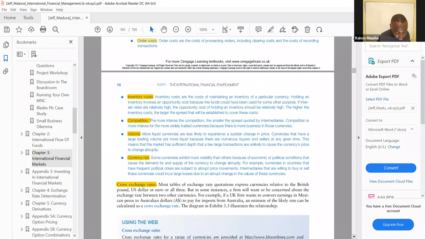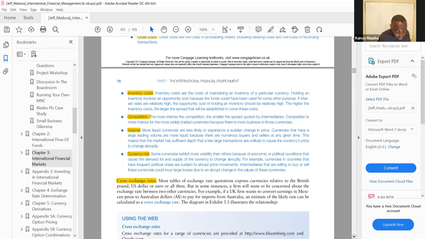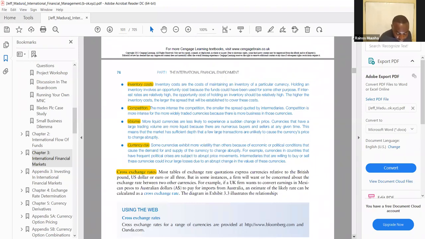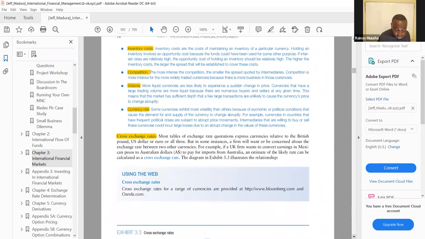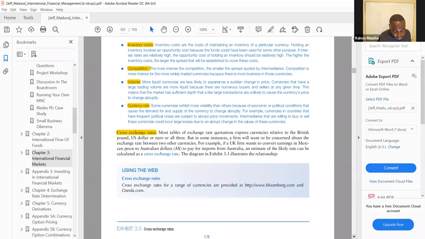Then there's also competition, where they say the more intense the competition, the smaller the spread quoted by the intermediaries. The next one is the issue of volume. The more liquid currencies are, the less likely they are to experience a sudden change in price. So the more liquid the currencies are, the smaller the bid-ask spread. Then the next one is currency risk. Some currencies exhibit more volatility than others because of economic or political conditions that cause the demand for and supply of the currency to change abruptly. So if the currency risk is lower, the bid-ask spread is expected to be lower as well.